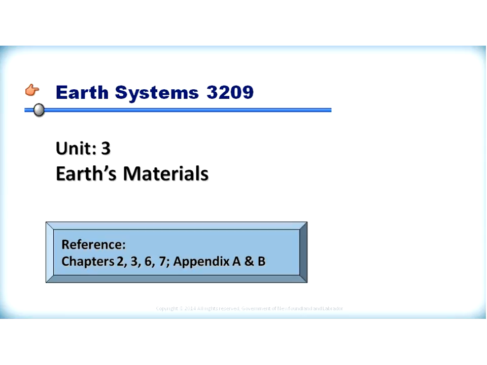Earth Systems 3209, Unit 3, Earth's Materials. References can be found in Chapters 2, 3, 6, and 7 in the textbook, and Appendix A and B in the Curriculum Guide.